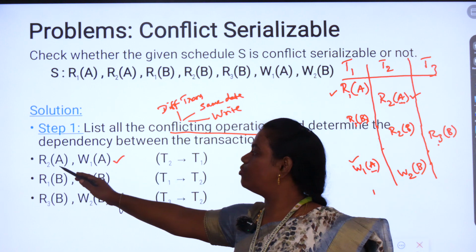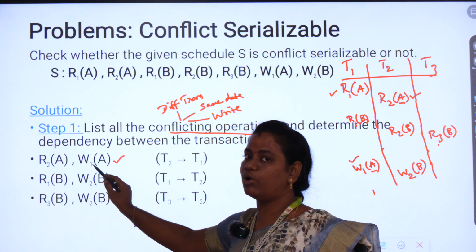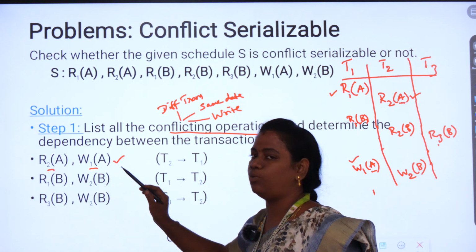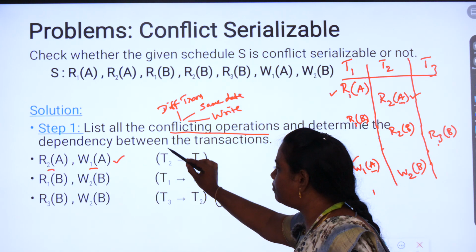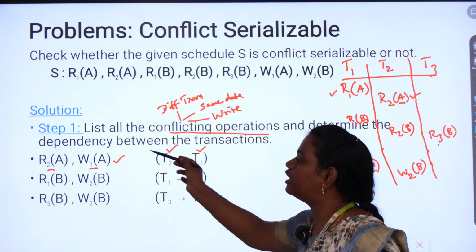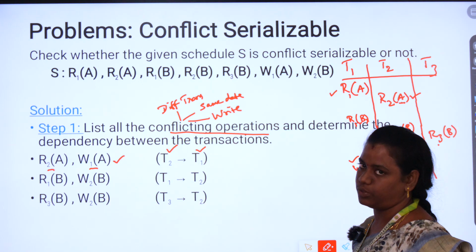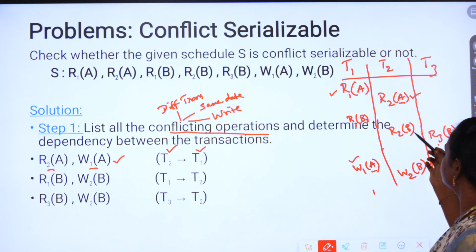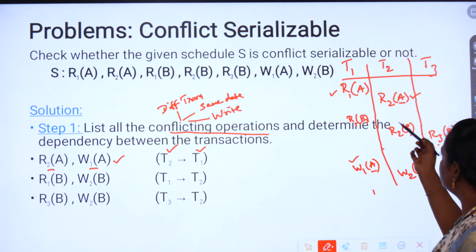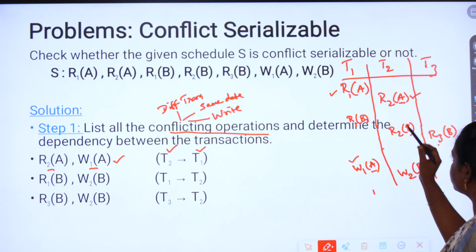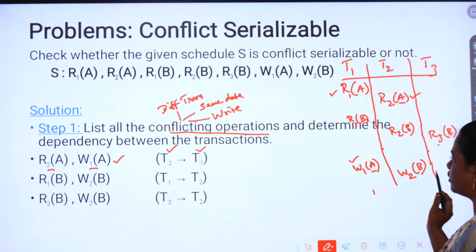Here R2 of A and W1 of A represent transaction T2 followed by T1. That means after completing transaction T2, only then will the particular operation of transaction 1 be executed. That is the meaning. Okay, now check the remaining conflicting operations. So now I have checked this. Next I am going to check the next operation. Here the next operation is in the same transaction, so no need to check it.